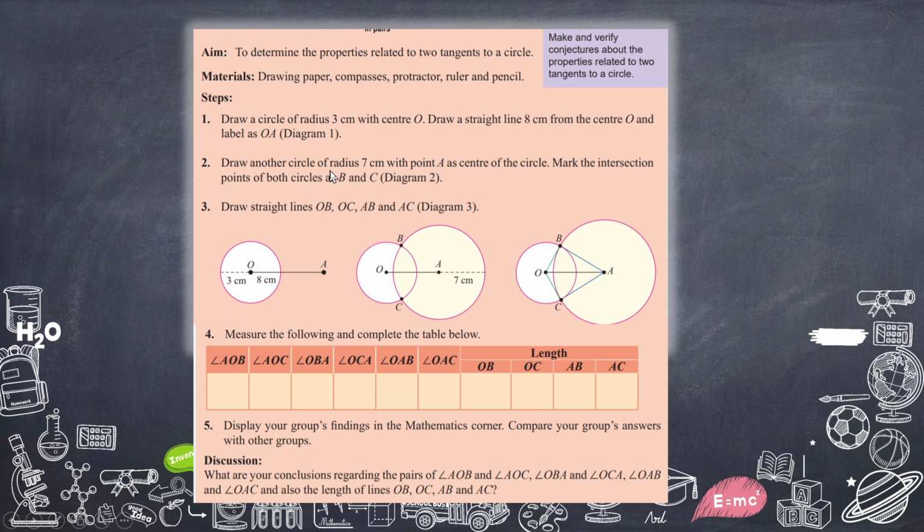Draw another circle of radius 7 cm with point A as the center of the circle. So start from here. Draw a circle of radius 7 cm, and then mark the intersection points of both circles as B and C. So here's B and C. Then draw straight lines OB, OC, AB and AC. So here it is, the straight lines.